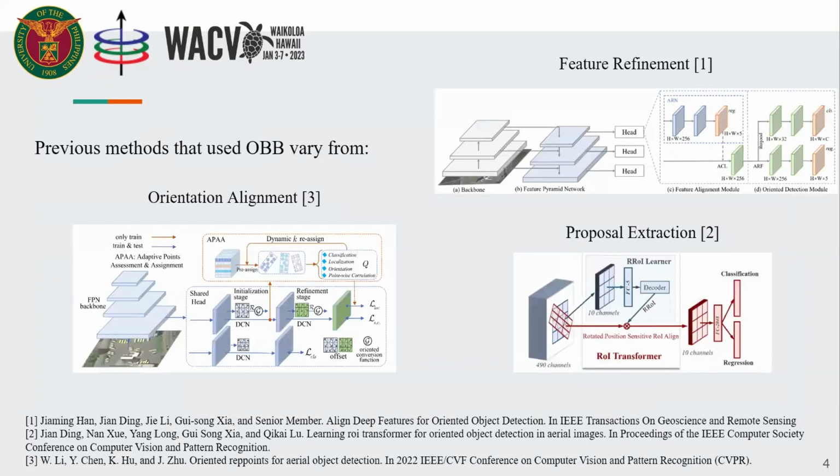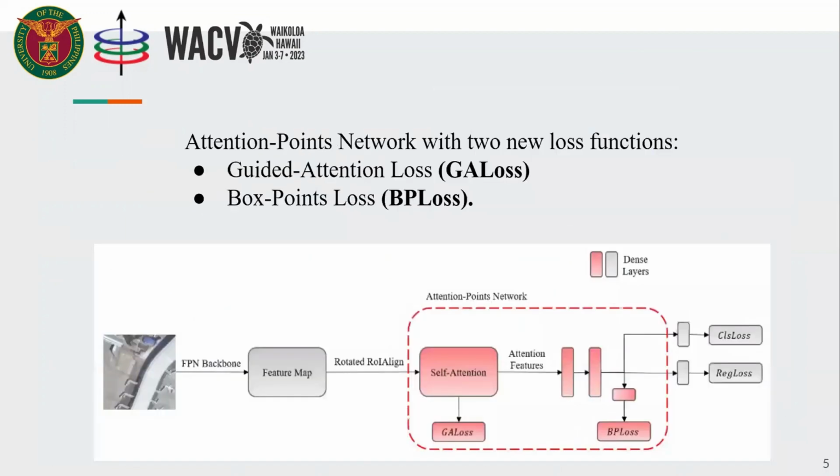Previous methods that use OBB vary in different methods. Despite being very effective in detecting oriented objects, more attention is needed to detect oriented objects that are small in size. So, we present the details of our proposed small oriented object detector with attention points network with two new loss functions, guided attention loss and box points loss.